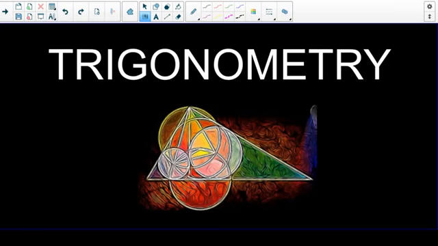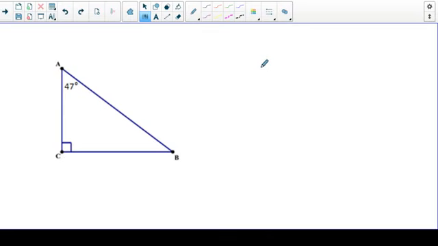So there's three main ratios that we deal with in trigonometry. These are called sine, cosine, and the last one is tangent. And there's some others too, but these are kind of the three big ones. You can solve most triangles with these three. So let's talk about these.